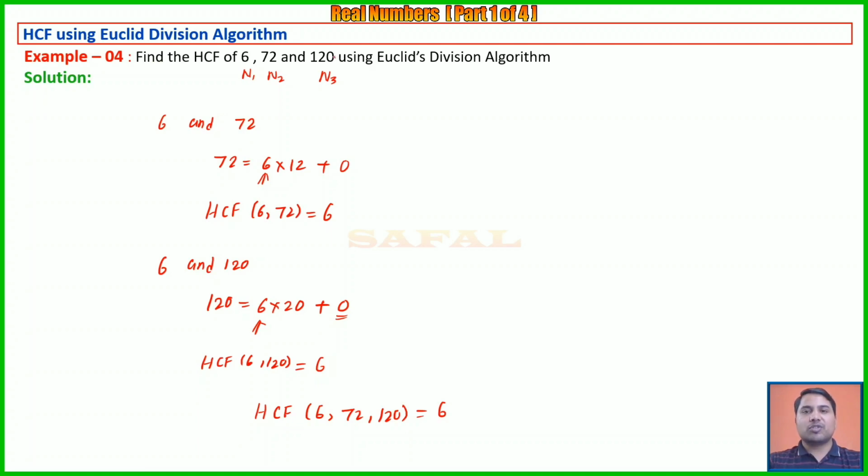You take the first two numbers of your choice and find the HCF. Whatever HCF you get, you take that HCF with the third number and find the HCF. Whatever final HCF comes, that is the HCF of all the three numbers.